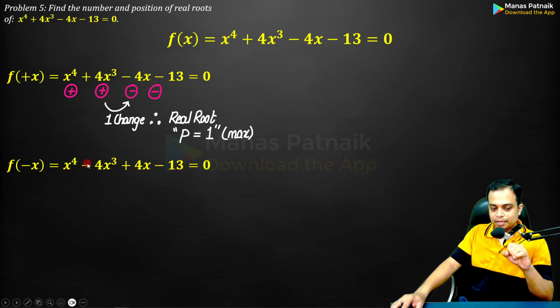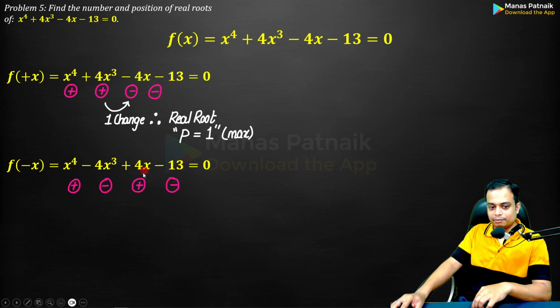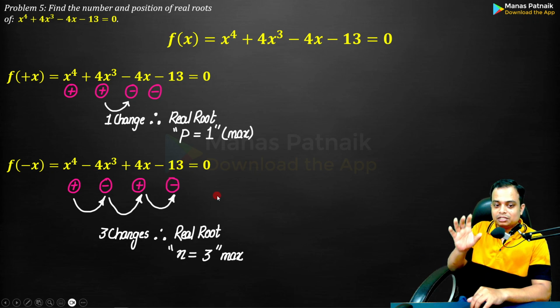Done, sir. Just work out the signs. Plus, minus, write them down. How many changes can you encounter? Sir, plus to minus, change number 1. Minus to plus, change number 2. Plus to minus again, change number 3. There are as many as 3 changes.